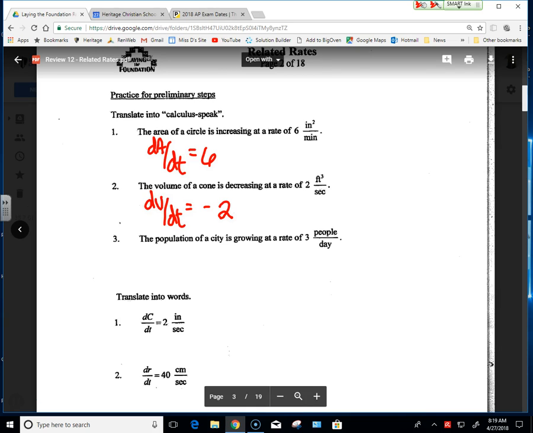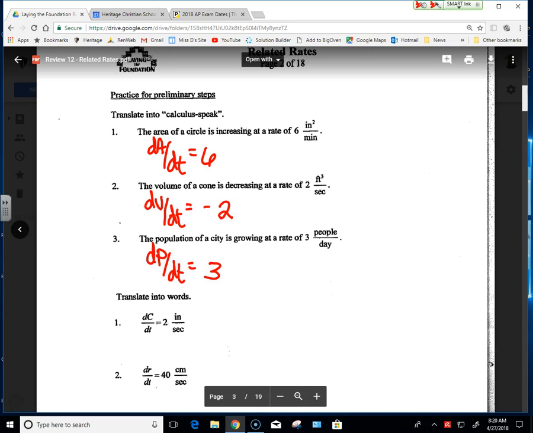The population of a city is growing at a rate of 3 people per day. Make up something. Volume is V, area is A, but make up something for population. It could be dP/dt, it could be city, dC/dt, I don't know. But dP/dt, sure, why not? Is growing, positive or negative? 3, positive, good. Now translate into words.